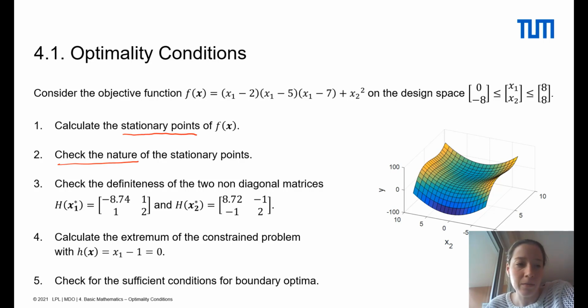And then we add an equality constraint to this problem, which is that the solution has to be in a plane defined by x1 equals 1. And so we have a constrained optimization problem now. We're going to solve this, and those are necessary conditions. Finally, we have to check if the sufficient conditions are actually met for this boundary optimum that we computed in task 4.